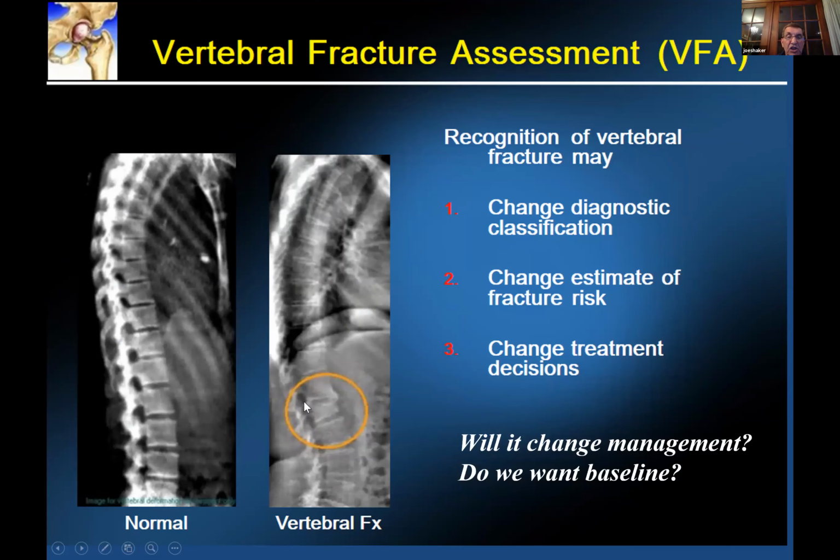And the question is when this should be done. When should we look at either a VFA or a side view of the spine? And there's a whole long list from the NOF of when this should be done. But the bottom line is if it's going to change a diagnostic classification, and if it's going to change whether you treat a patient. Is it going to change a patient from no treatment to treatment? Or is it going to change a patient from treatment with, say, a bisphosphonate to treatment with anabolic therapy? So I do this a lot.